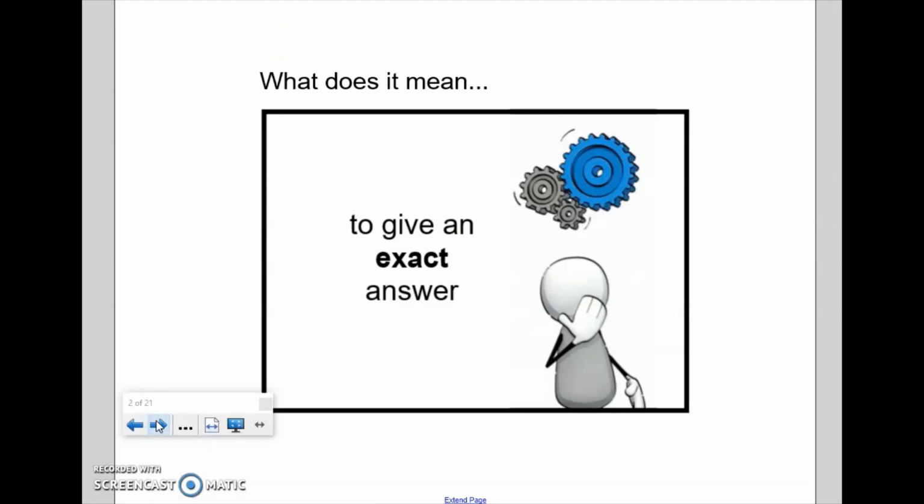Okay, so first of all, we need to think, what does it mean to give an exact answer? In maths, we're often asked to round our answer to 2 decimal places, or 3 significant figures, or the nearest whole number. But as soon as we do that, we're losing some accuracy in our answer. As soon as we round our answer, the accuracy is reduced. And that's why surds become helpful. Because if we can leave an answer in a surd form, we can be sure that that is an exact answer. There's no rounding inaccuracy.